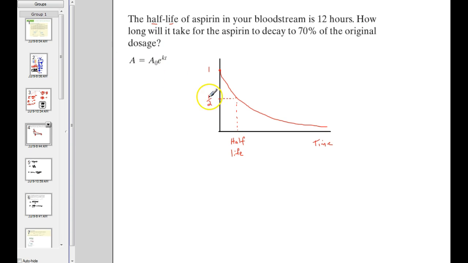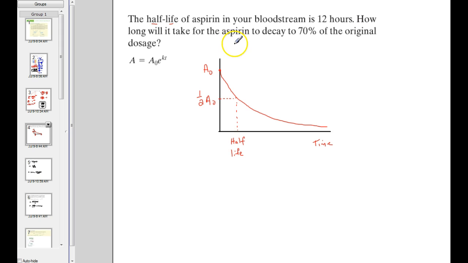And it doesn't matter what the initial amount was. For instance, I have 1.5 here, but if it had been 10, now it's getting down to 5. If it had been 100, it's getting down to 50. But what we use when we're talking about exponential decay is A0 is the original amount, and we're getting down to half of A0.